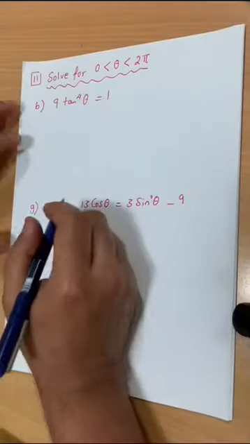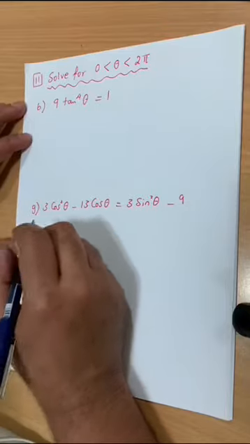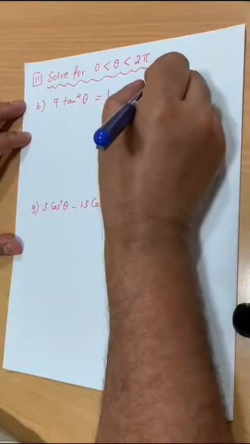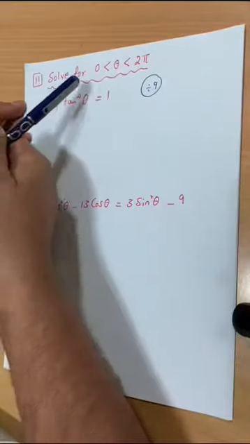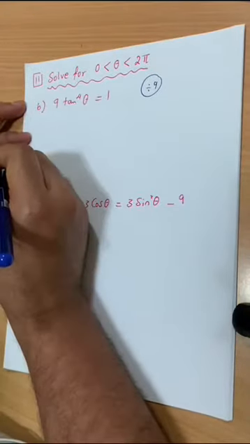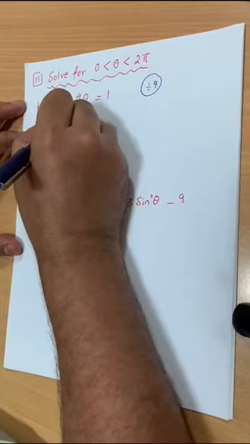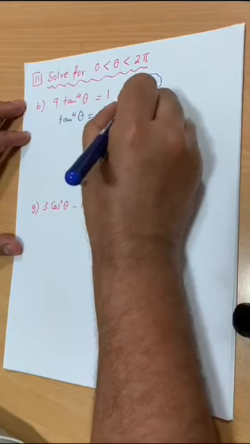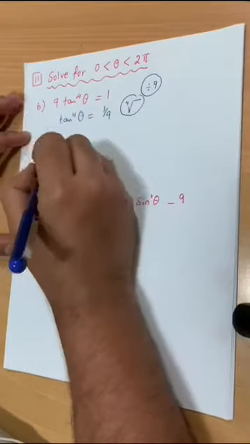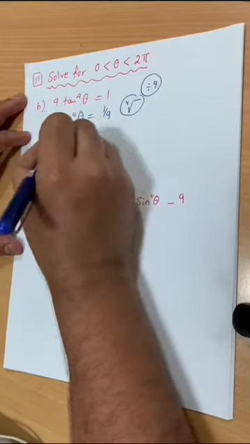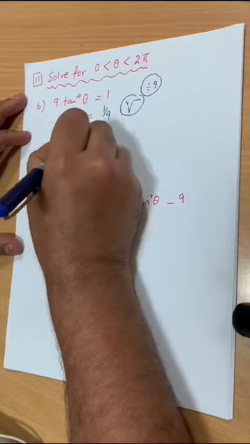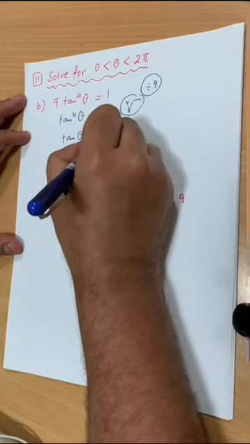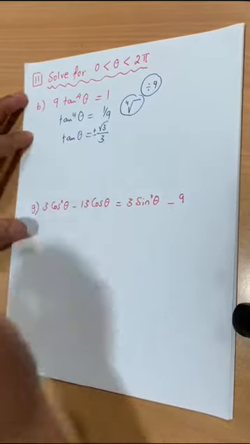Question number 11. 9 tan to the power of 4 theta is equal to 1. You're supposed to divide both sides by 9 first, and the range is from 0 to 2 pi. Yes, tan to the power of 4 theta equals 1 over 9. Take the fourth root. So the fourth root, tan theta, equals root 3 over 3, positive and negative.